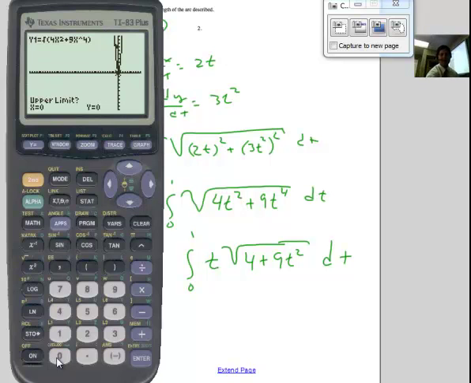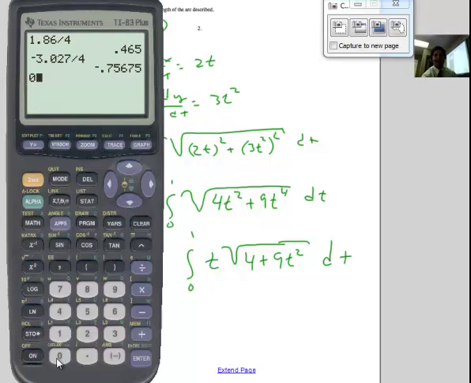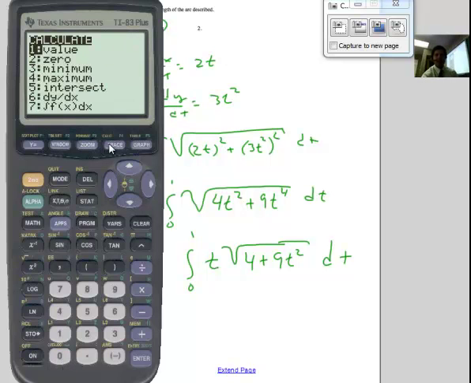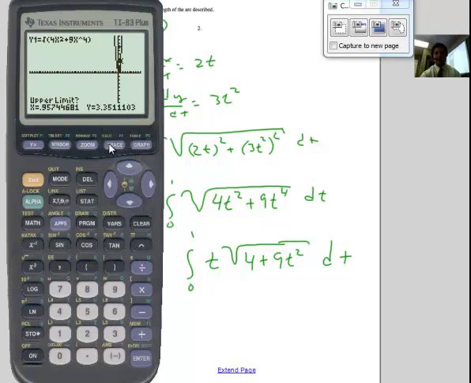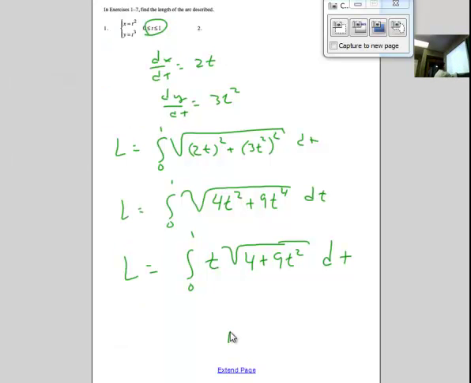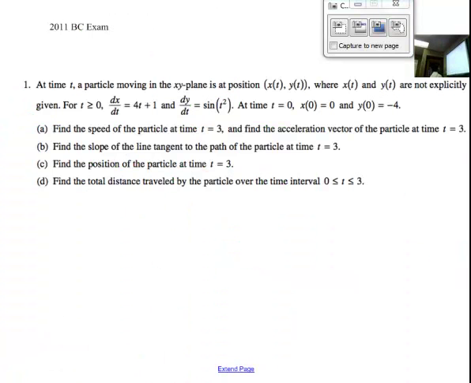So our lower limit is 0, upper limit is 1, and that integrate. Second calc 7, my lower limit is 0, my upper limit is 1. And so this is the arc length, 1.44. Okay, so that's that. Now let's look at an example of a BC problem where you have to do this.